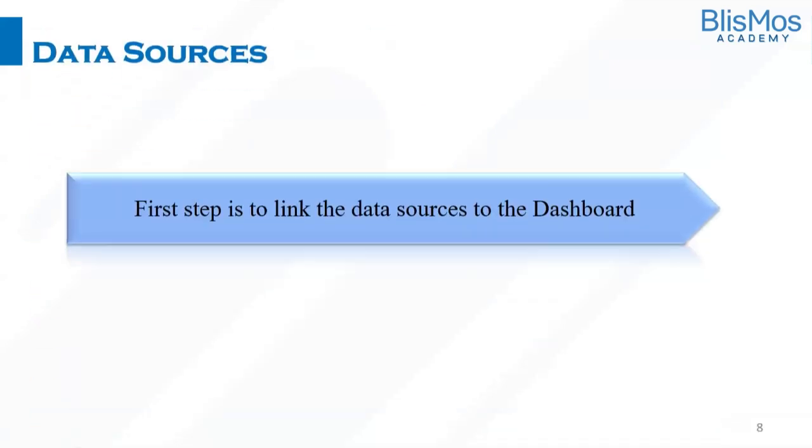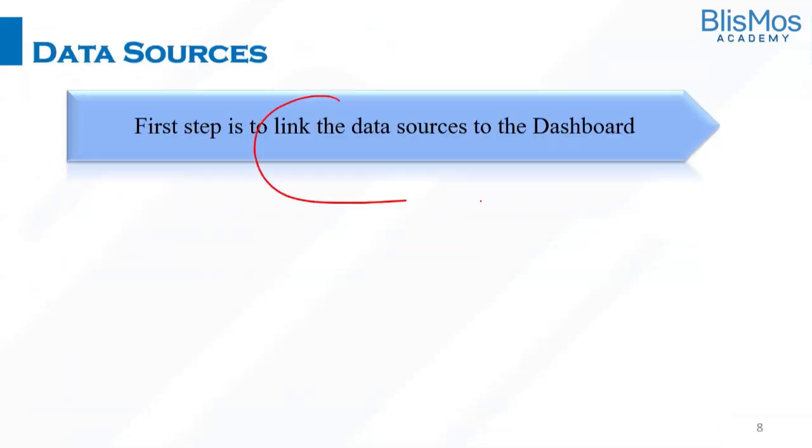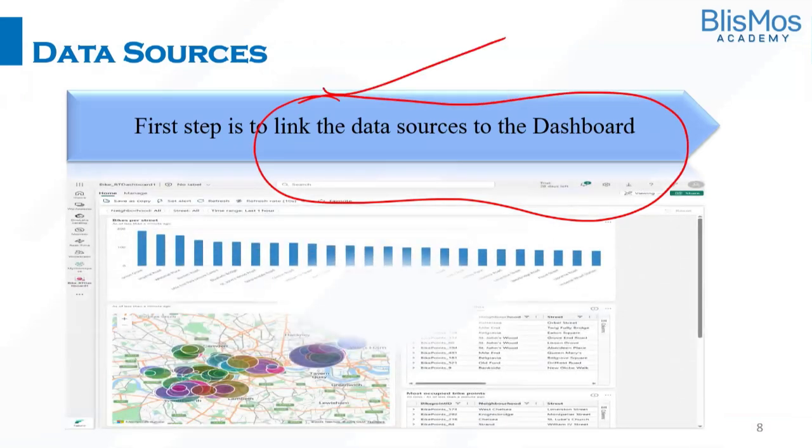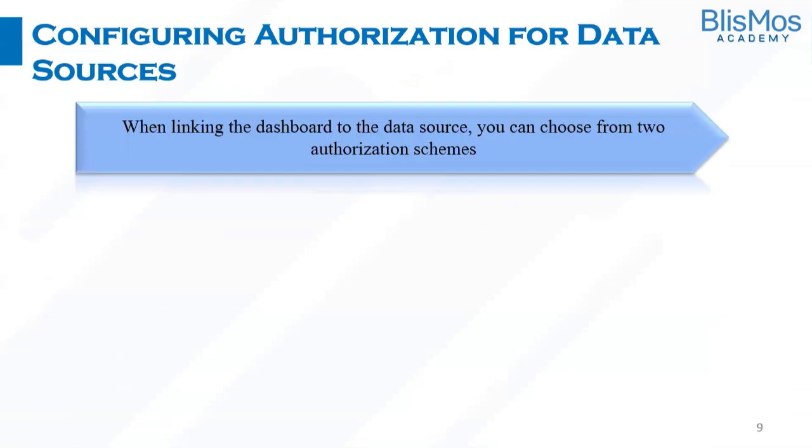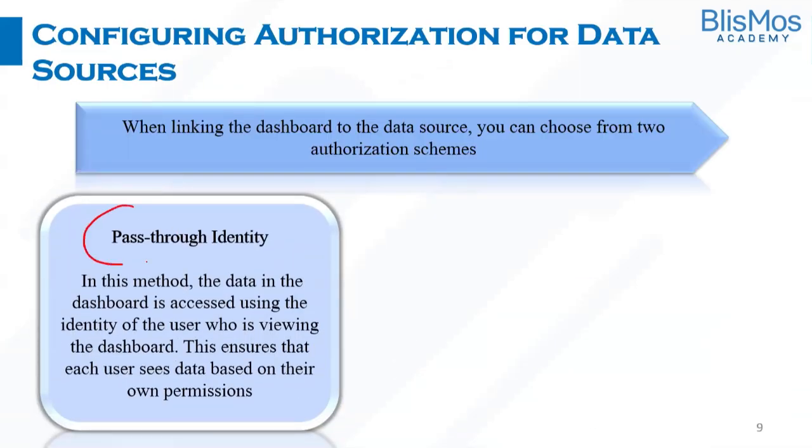As I said, first and foremost is to link the data sources to the dashboard. In this case, it is mostly event house. That is the first step. But when you are trying to link the data source to the dashboard, there are a couple of things. One is something called pass-through identity. In order to link the data source to the real-time dashboard, you need to go through some authorization schemes. Authorization is to allow the data flow into the dashboard and to visualize that, both those aspects. So there are two schemes.